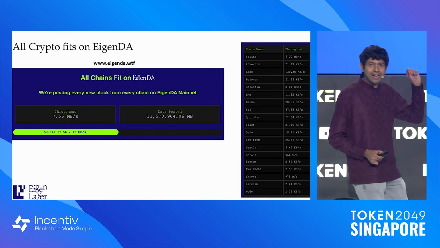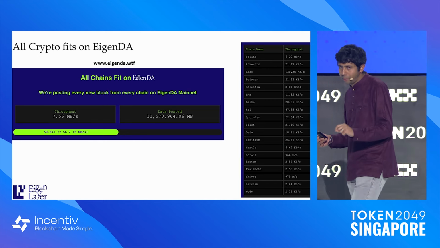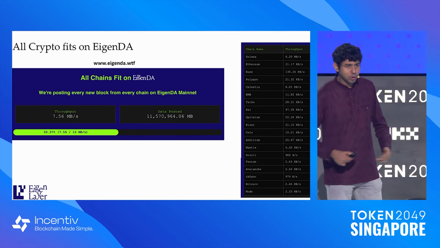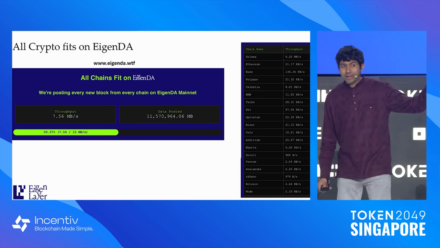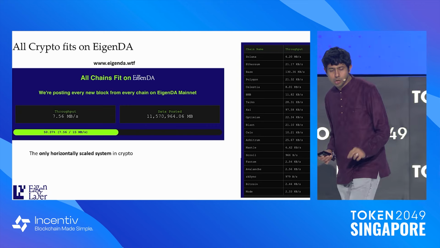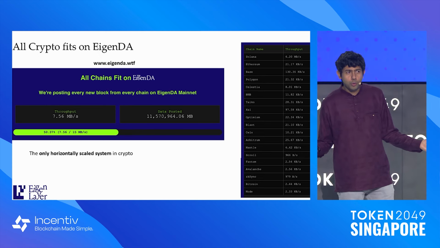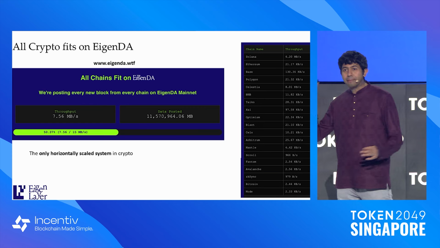Why are we building a DA? Like I said, DA is the kingpin to make sure your crypto economic security actually works, because if your data is not available, nobody can challenge it. So why are we able to do it when nobody else is able to do it? It's the only horizontally scaled system. What do we mean by horizontally scaled system? It means as you get more nodes, you get more throughput.